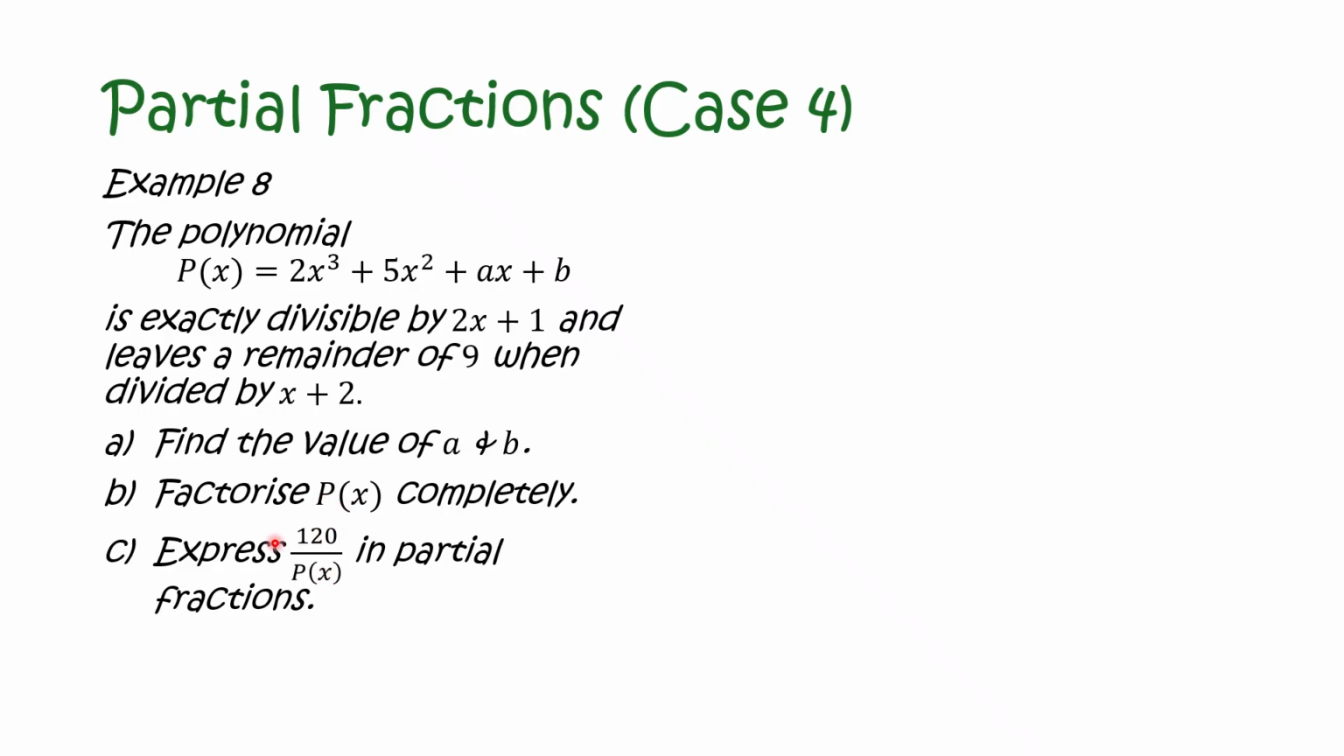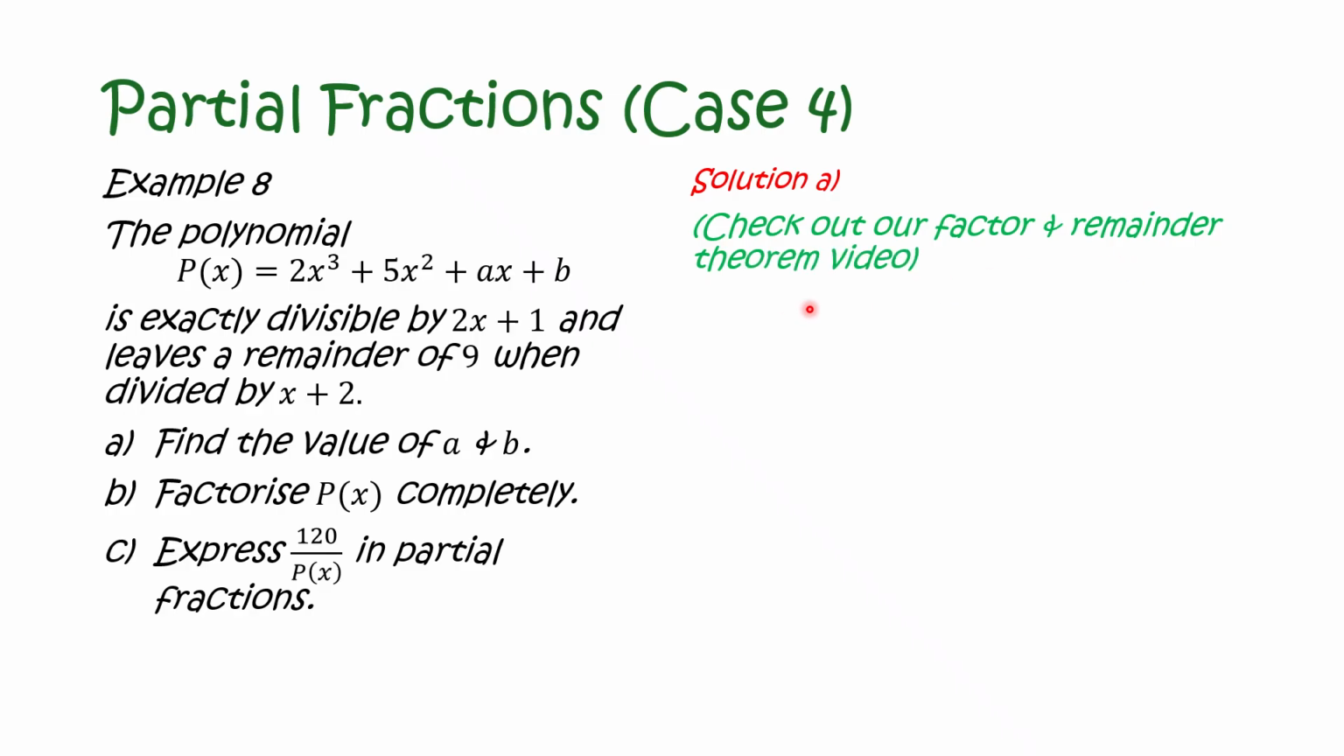So for the b part, we are expected to factorize p of x completely, that is to have separate parts. And then for the c part, we are supposed to express 120 over p of x in partial fractions. Let's look at the first step. So for solution A, I would also encourage you to check out our factor and remainder theorem video.